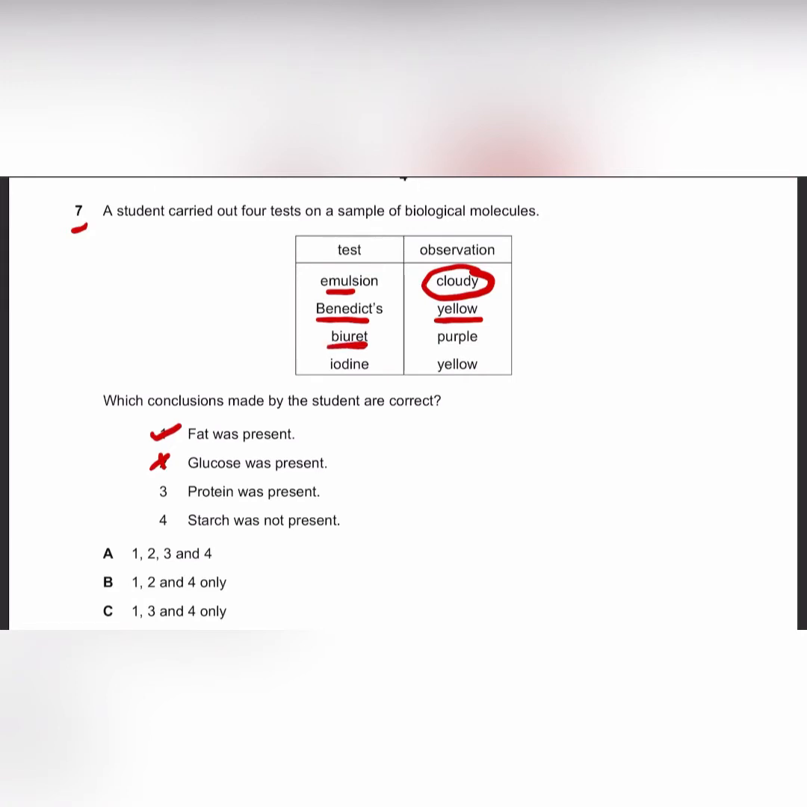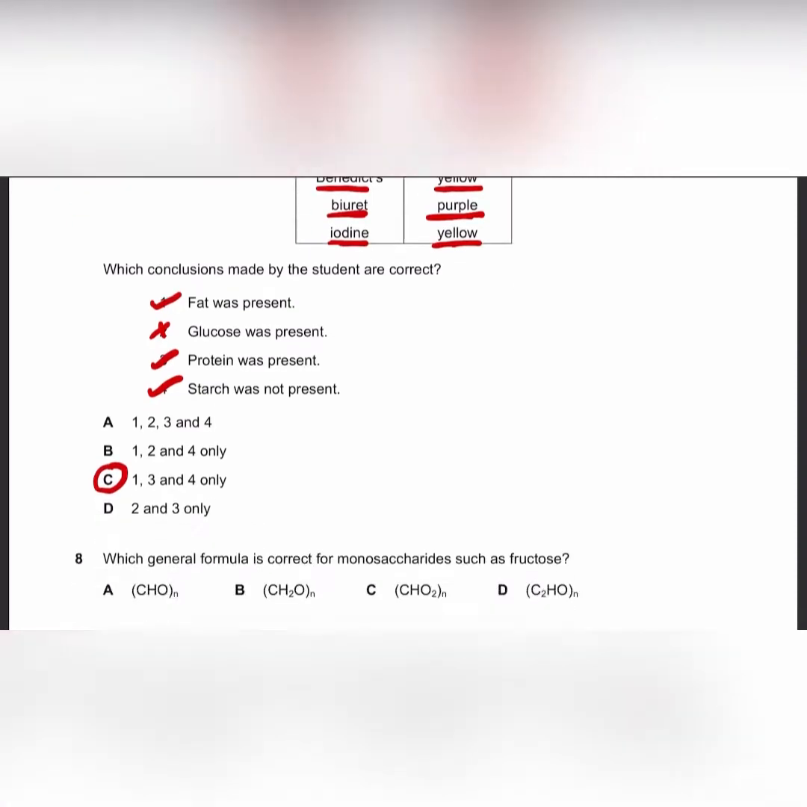Protein was present. Let's see. When we carried out the biuret test, the observation was purple. It means that the biuret reagent turned purple from blue. That means proteins are present. When we carried out the iodine test, the color stays yellow, which means that starch is absent. Starch was not present. So statements 1, 3 and 4 are correct. Statement 2 is wrong. So the answer is C.